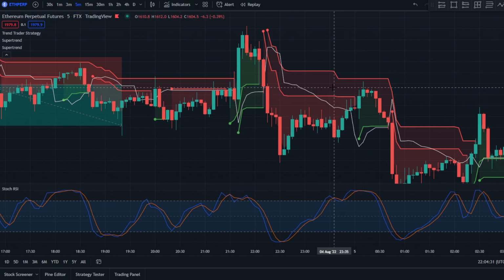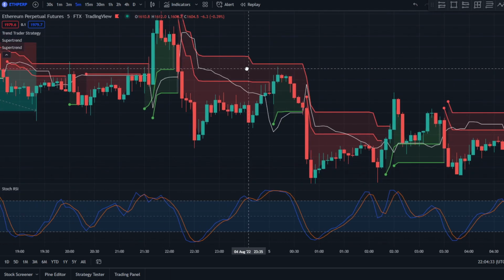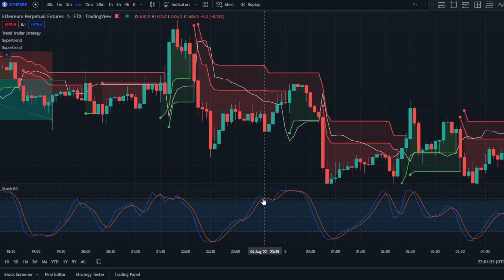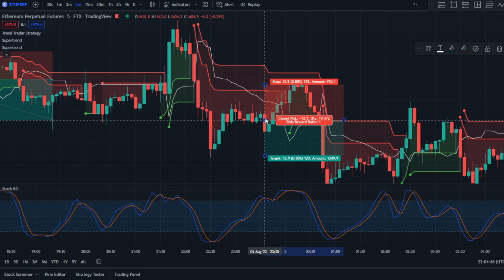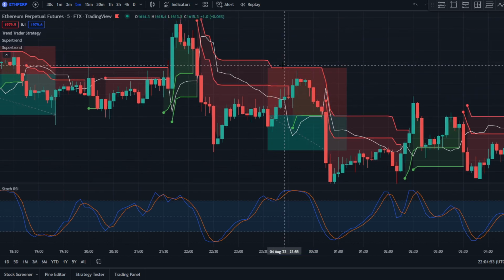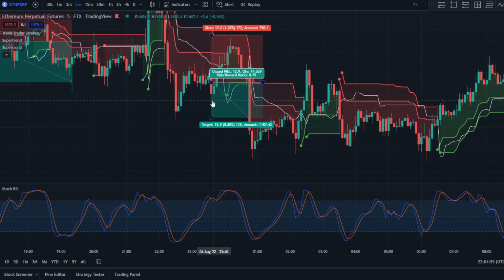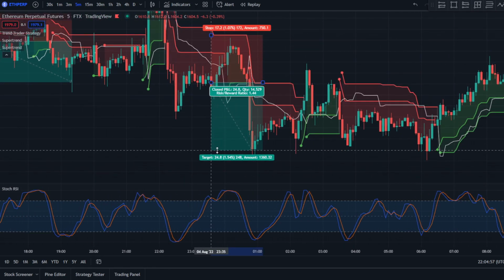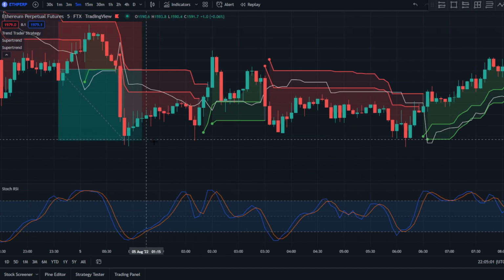So here would be another short position where you can see that we have the crossover of the blue below the orange, and the crossover happens above the 80. The price is below both super trend lines and the trend trader strategy, so it's a valid position to short right here on this candle. Stop loss will be at the second super trend line, and we'll take a 1.5:1. So right here we'll be exited, and this will be another win.